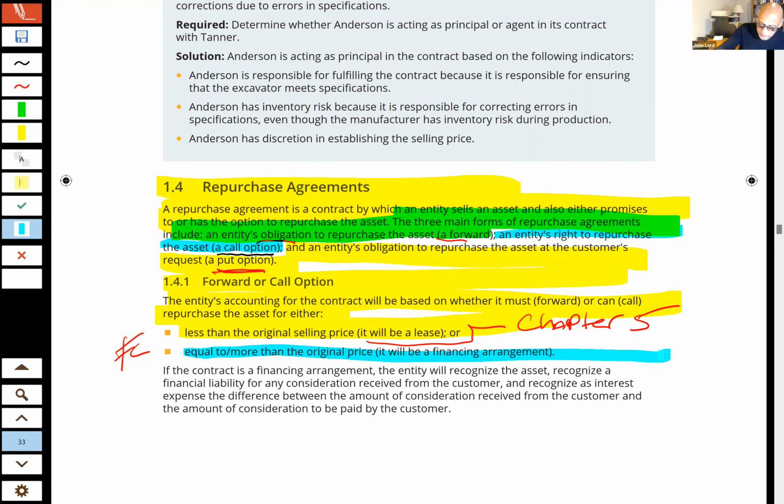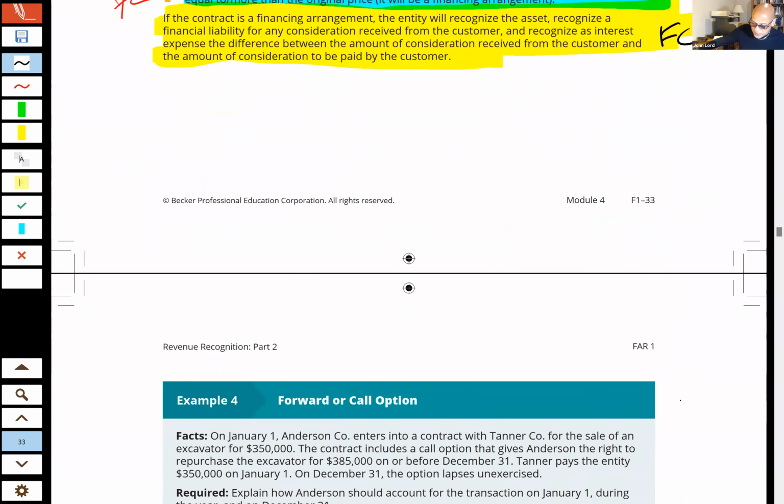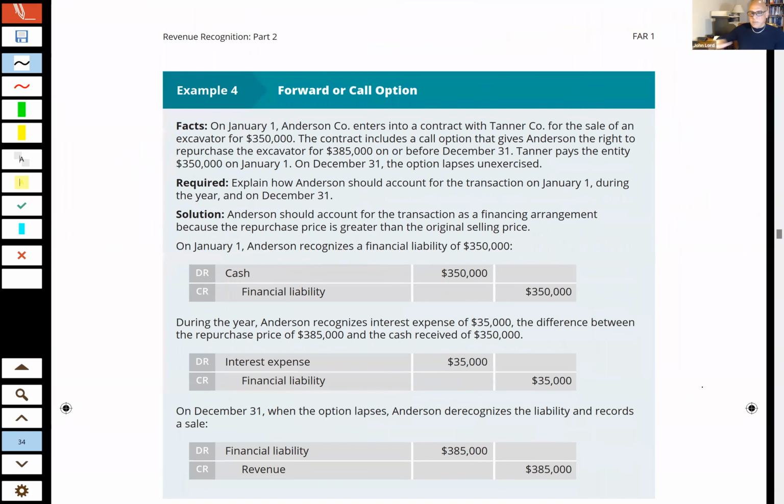If the contract is a financing agreement, the entity will recognize the asset, recognize a financial liability for the consideration received, and recognize interest expense as the difference between the amount of consideration received from the customer and the amount of consideration to be paid by the customer. So flashcard that, but let's look at this example. Again, guys, I'm going through this with you just to give you context as to how to look at this stuff. It starts to get into way too complex things, I think, even for the CPA exam.